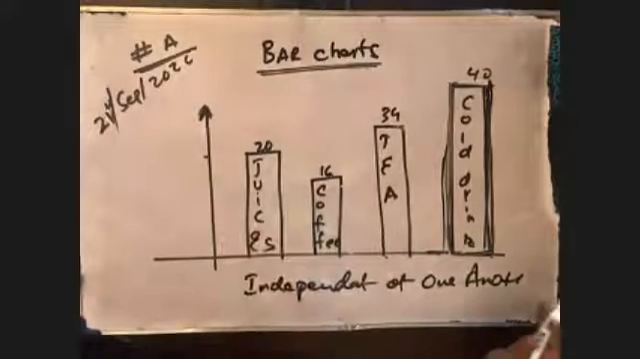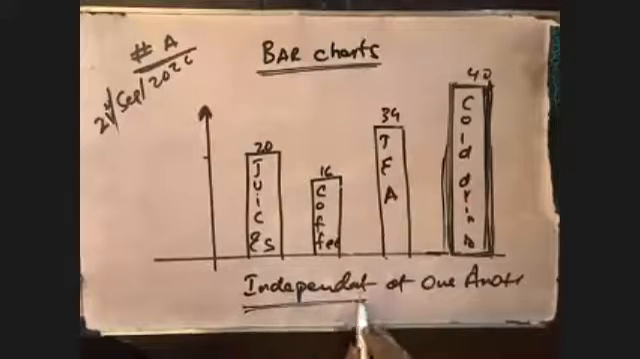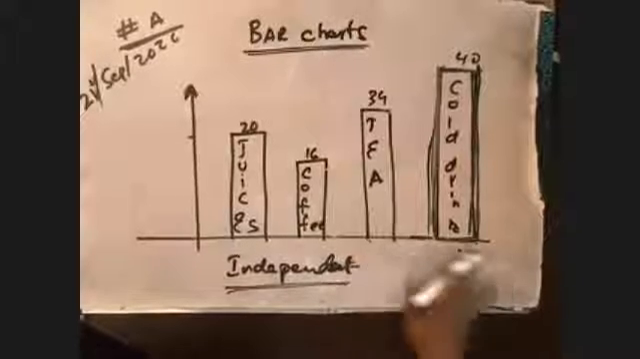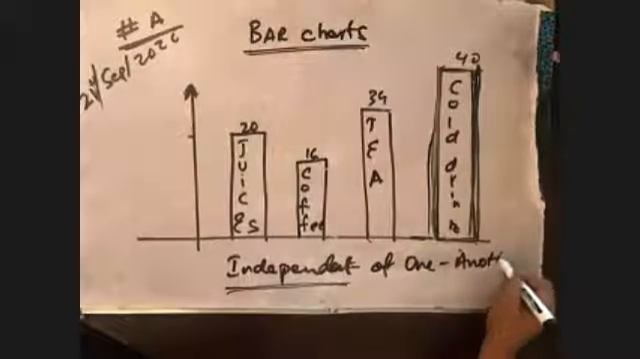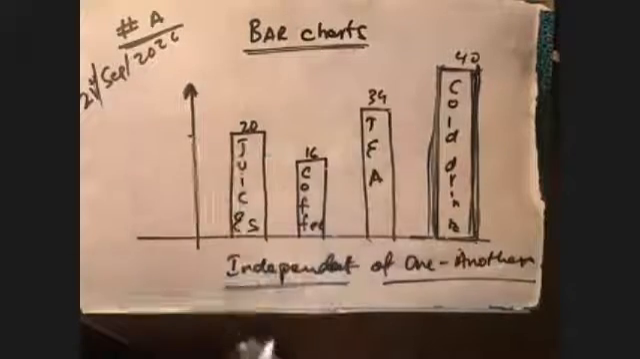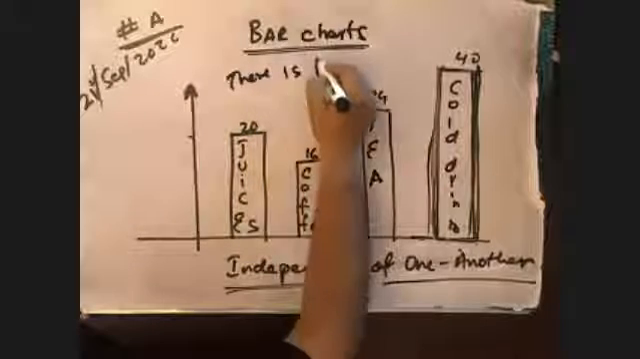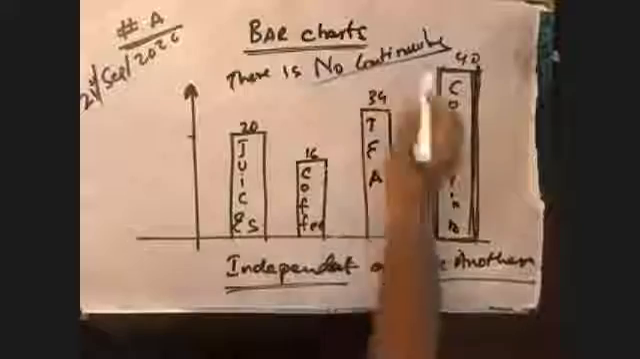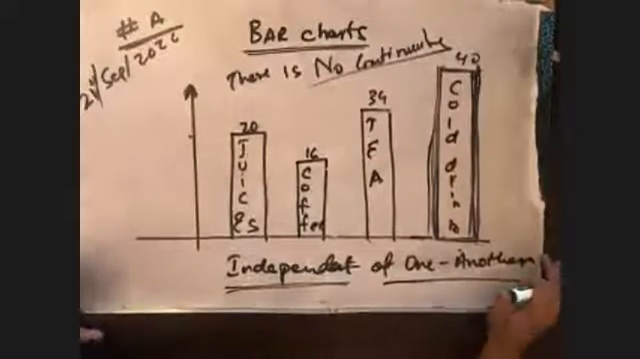So what we understand is that bar charts have spaces between them. They are independent of one another. Each category or statistic we are gathering has nothing to do with the other one. There is another word you use: there is no continuity. Okay, so there is no continuity in a bar chart.